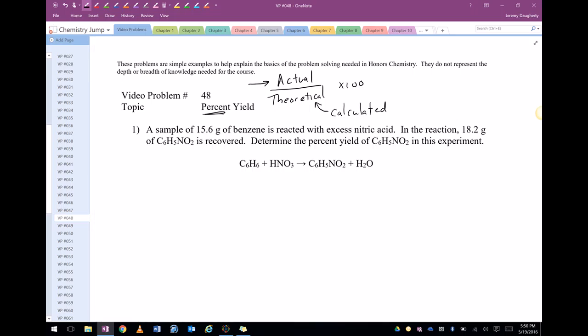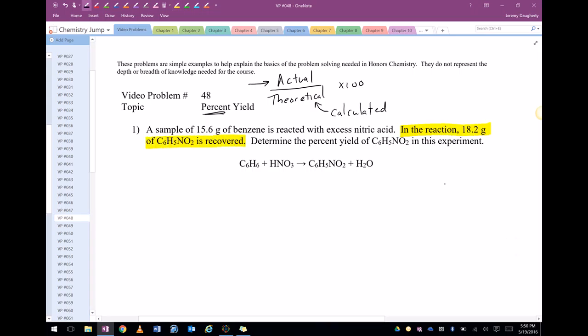A sample of 15.6 grams of benzene is reacted with excess nitric acid. In the reaction, 18.2 grams of C6H5NO2 is recovered. Determine the percent yield of C6H5NO2 in this experiment. So in this reaction, 18.2 grams of this is recovered. That's the amount that we actually have.